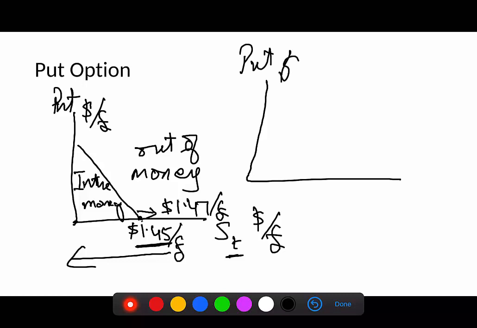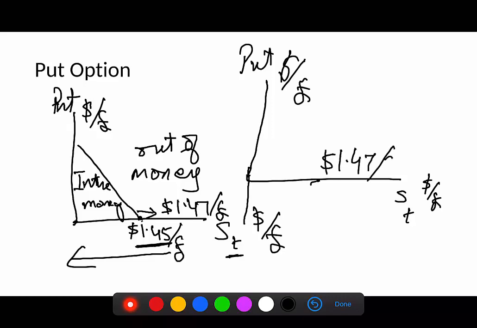I'm not labeling in detail. Again, this is dollar per pound, this is ST, the spot rate at time T, where the pound is the base currency. If we do it like this, it will be something like this. From this point, if this is $1.47 per pound, his profile will be opposite, his direction will be opposite of the line. In the money for the call option contract buyer, and this is out of the money.